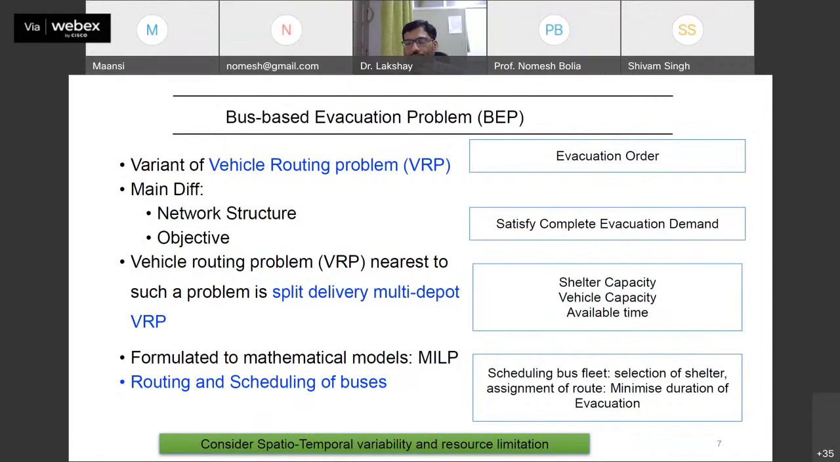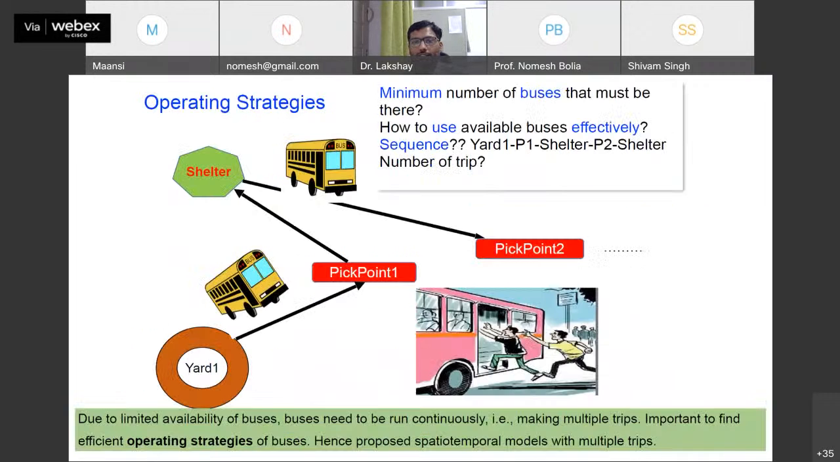100 buses, and suppose there are 10 pickup points and 10 shelters. You can just visualize or realize that it may be complicated to assign each bus multiple operated trips. To make it clearer, consider something like this. There are different pickup points, and there is a depot from where the bus is coming, and then it needs to go to the different shelters. And then again it goes back and forth. So it is making multiple trips, and it is important to have an operating strategy.